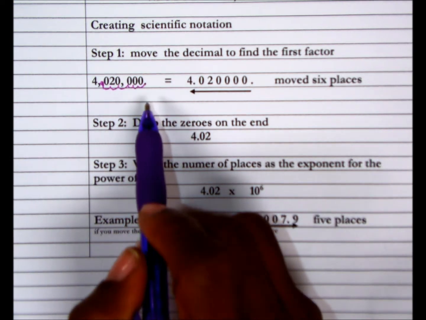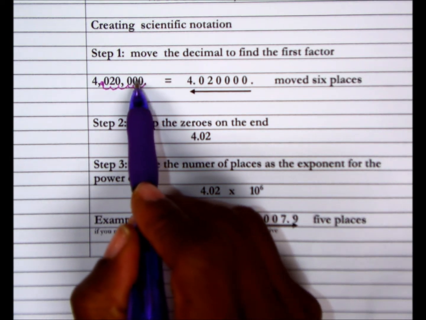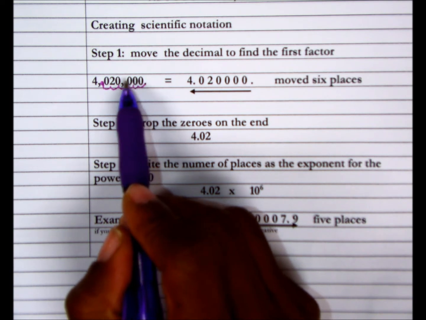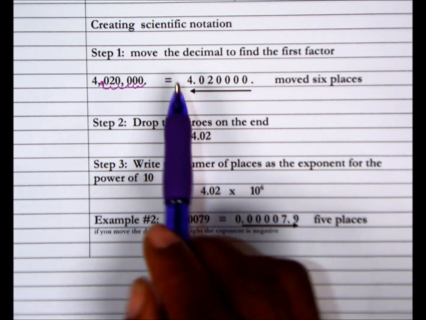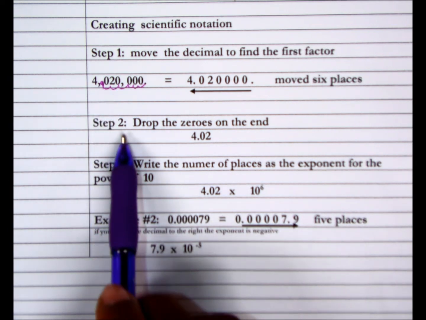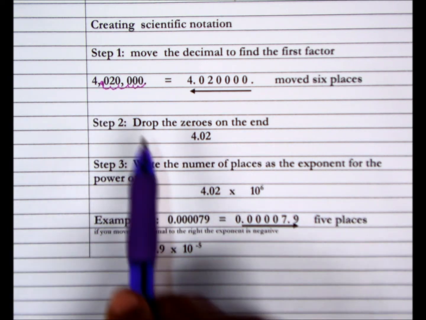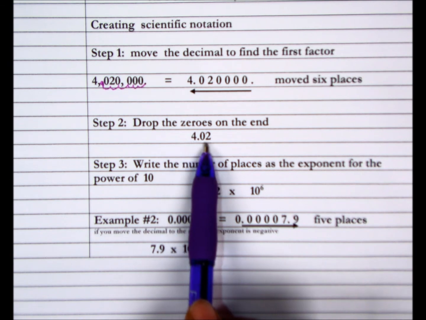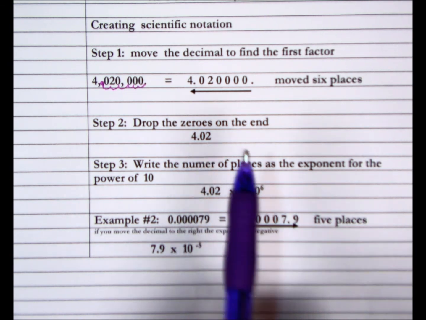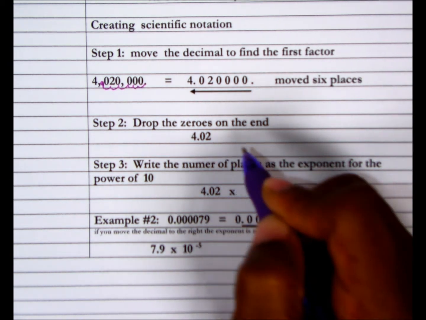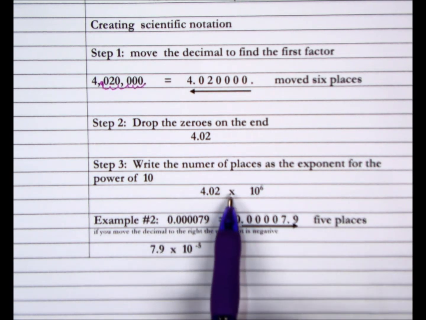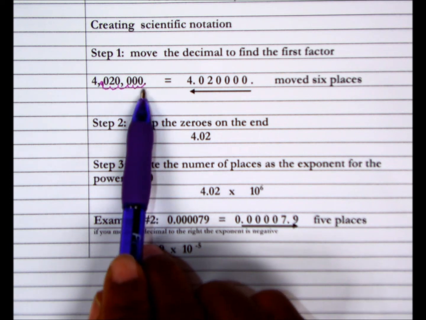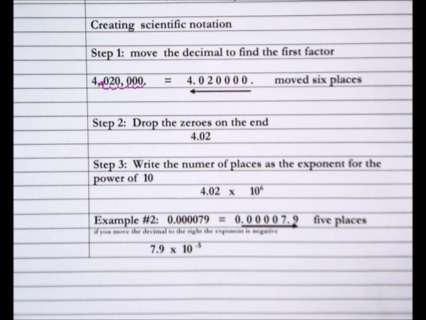Now if you will notice, we moved it 6 places. 1, 2, 3, 4, 5, 6 places. Okay? So we're going to drop all of the zeros that hang off on the end. So this would be 4.02 times 10 to the 6th power. So you see here we wrote 10 to the 6th power. The 6 came from the number of places that we moved that decimal.